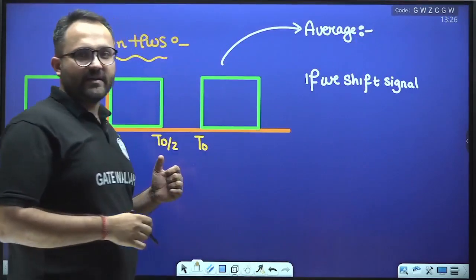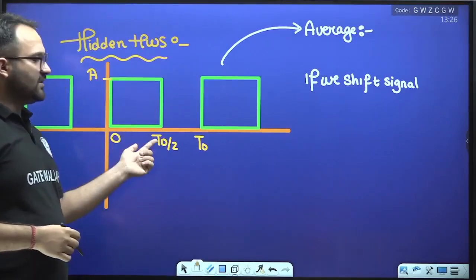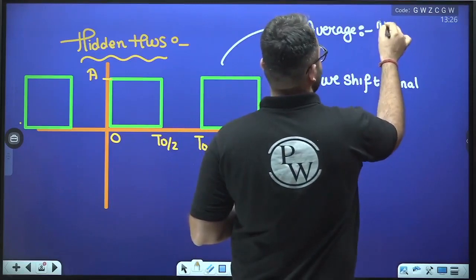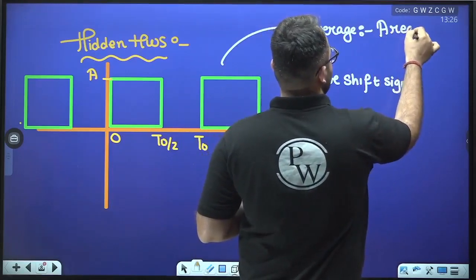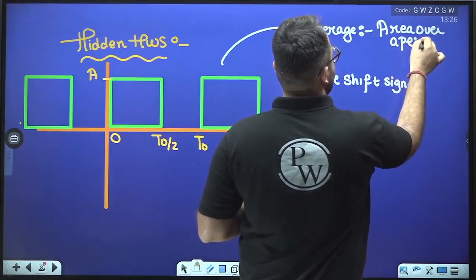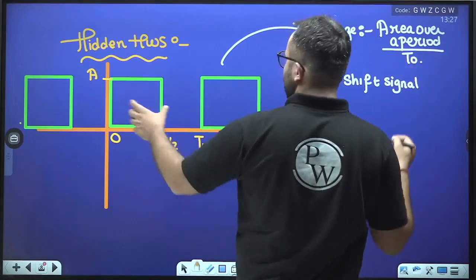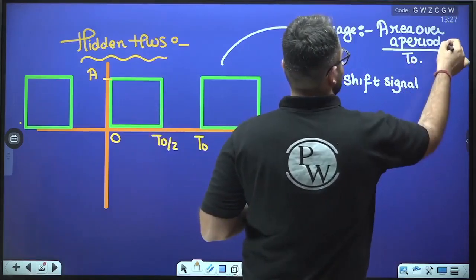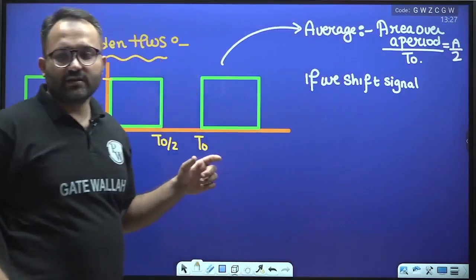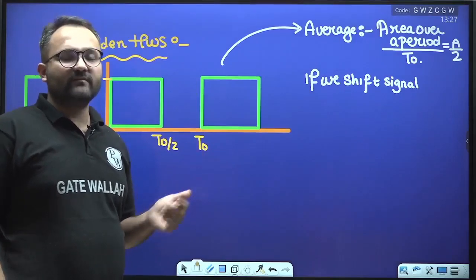So average value is area over one period. What is area over one period? Area means the area of this rectangle only, that is A T naught by 2 divided by time period. So we can say that average value is area over a period divided by time period T naught. So here we can see that it is A by 2. This will come out to be A by 2.